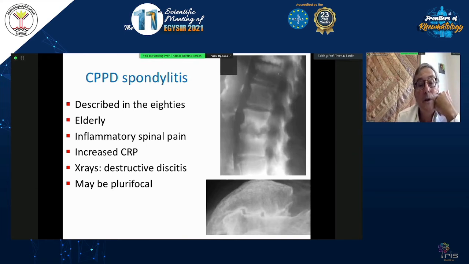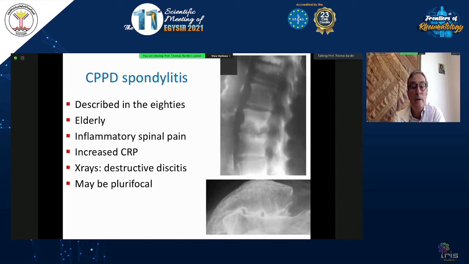And I would like to finish this talk by insisting on the discitis of CPPD. This has been described a long time ago, in the 80s, mainly by French investigators. Involved patients are elderly, as usual with CPPD. They have an inflammatory spinal pain, which can be induced by CPPD crystals in the disc, causing some acute flares. But here it's different. It's an inflammatory spinal pain which lasts. It's subacute or chronic.